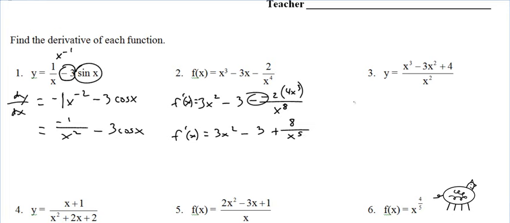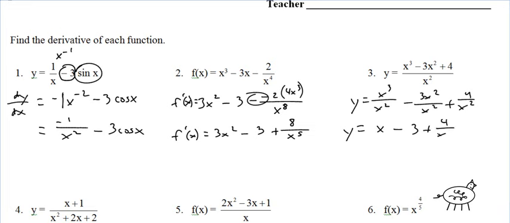Okay, this next problem, math fans, you could use the quotient rule here, but why not split it up and make it easier? So I'm going to rewrite this as, I'll show my work here, x cubed over x squared minus 3x squared over x squared plus 4 over x squared. So again, I haven't even taken the derivative yet. I just get x minus 3 plus 4 over x squared. And now I'll take the derivative.